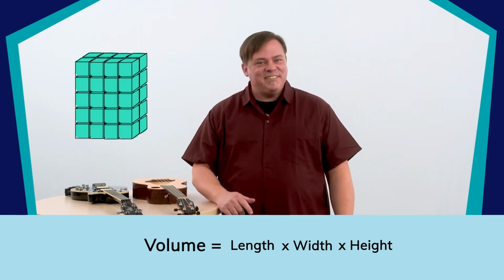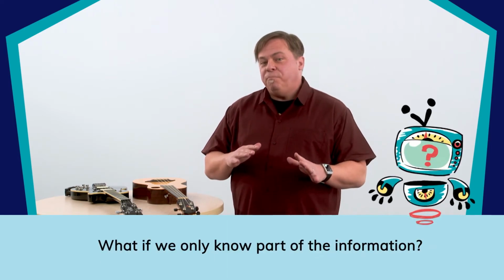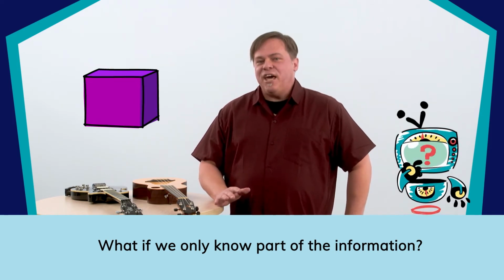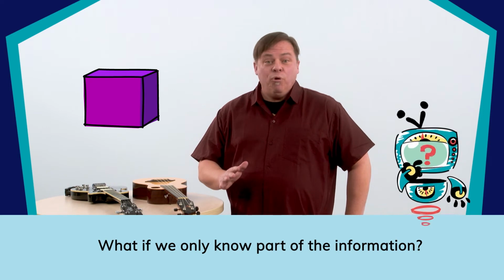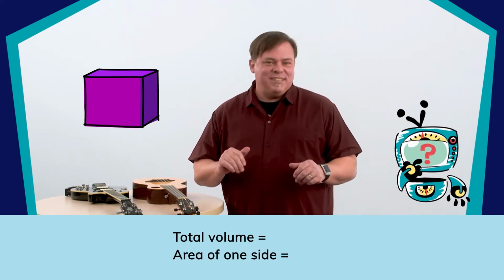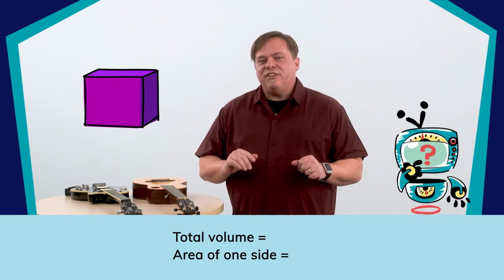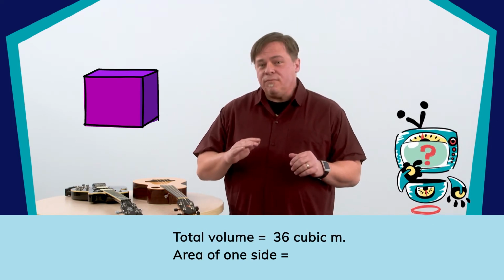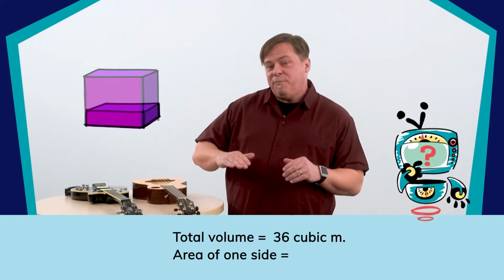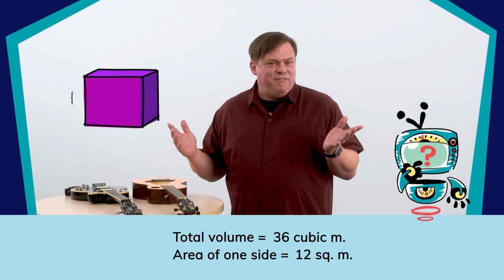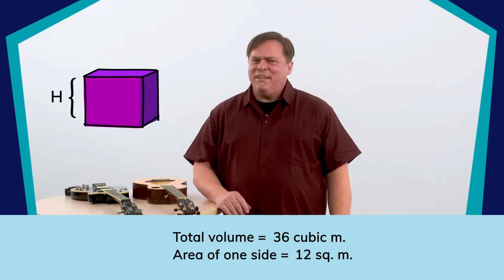Let's take things to the next level. What if we only know part of the information? Check out this rectangular prism. Imagine that we don't know the height, length, or width of the prism. Maybe all we know is the total volume and, let's say, the area of one side. Let's imagine that the total volume of this is 36 cubic meters. We also know that the area of the bottom of the prism is 12 square meters. How can we determine the height of the figure? Can we? You bet we can.